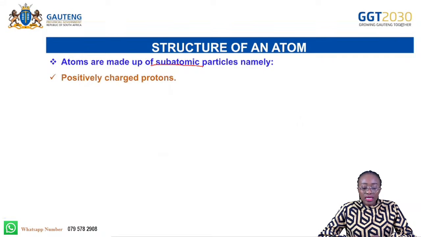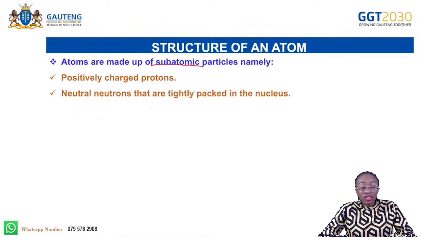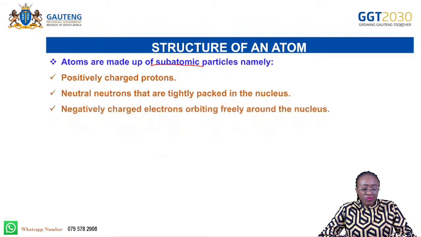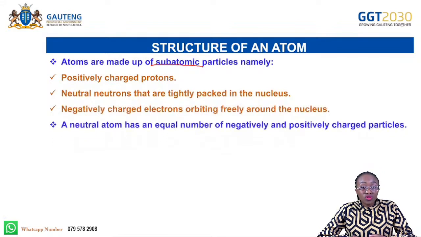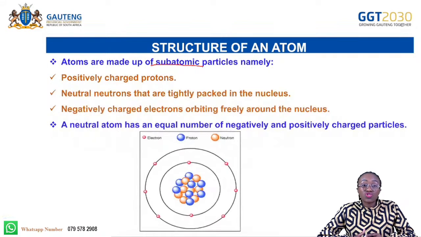The first one is positively charged protons. Next, we've got neutral neutrons that are tightly packed in the nucleus. And then the third subatomic particle, negatively charged electrons that orbit freely around the nucleus. Then, let's go back to a neutral atom. It has an equal number of negatively and positively charged particles. So there is the structure of an atom.